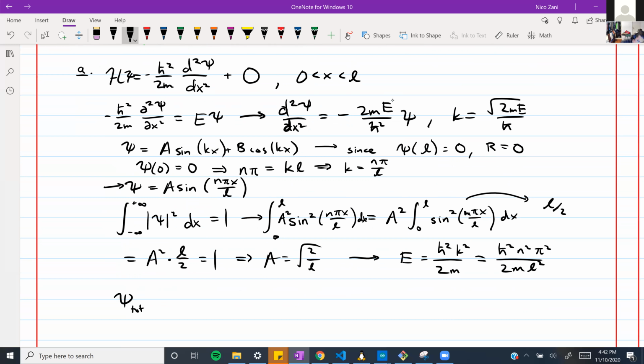Well, I'll start with utilizing the fact that if we take the inner product of two of these, so let's say that I'm going to call our solution psi n, is equal to root 2 over L sine of n pi x over L. And these are our solutions, right?